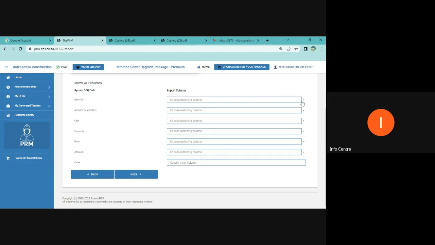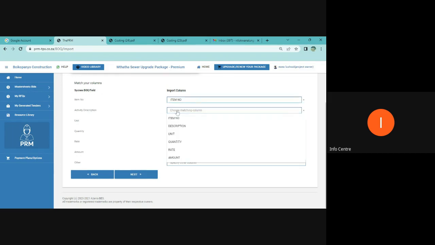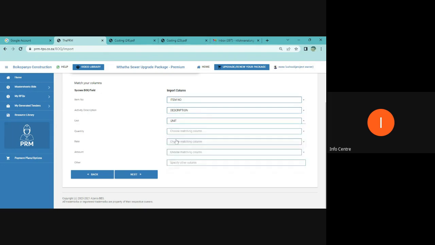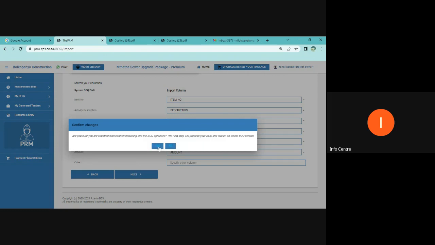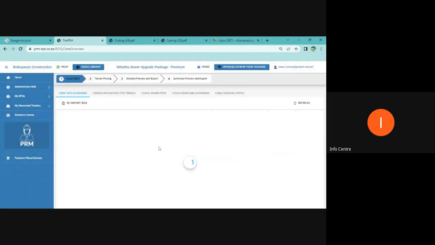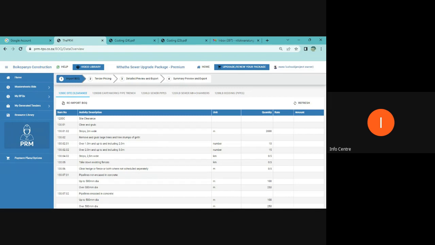Click on next. From there, it just asks me to match my column with my system column. So activity with description, unit with unit, quantity with quantity, rate with rate, amount with amount. Once that is done, what I'm simply telling the system is that whenever you see this heading, that heading, and that heading, recognize it as this particular heading and take the contents and treat them accordingly. Press next. Sure, I say yes. It takes all the content of my Excel sheet and places it in the system.